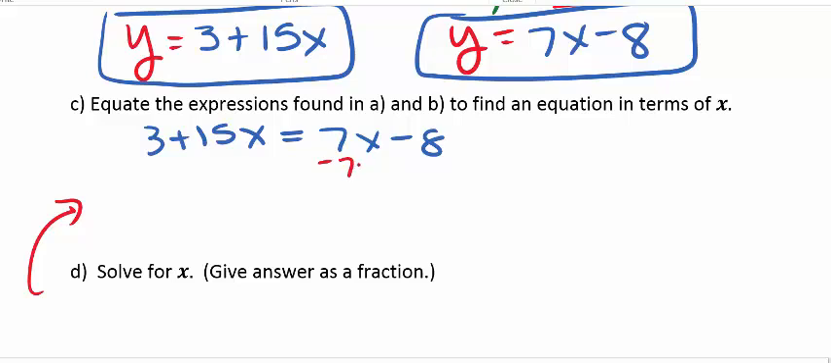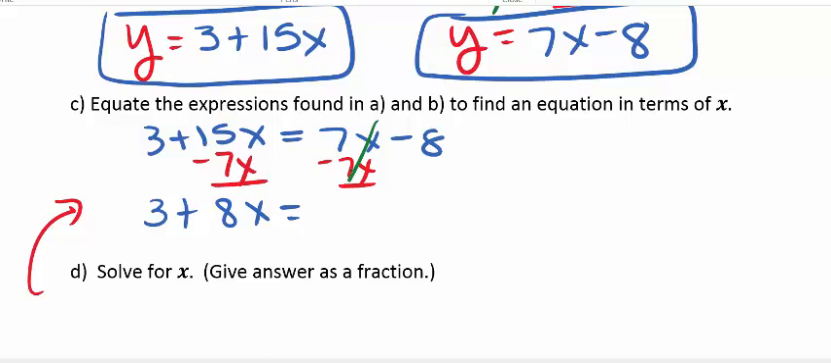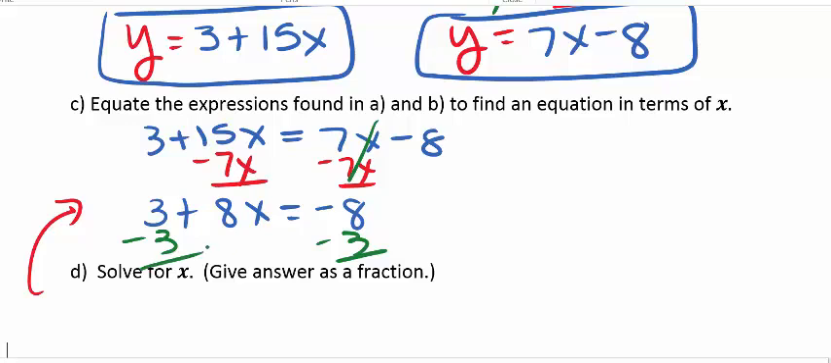So we're going to subtract 7x from both sides to get those x's together on the left-hand side. We rewrite this as 3 plus 15x minus 7x is 8x. 7x minus 7x is 0. And then we bring down the minus 8. We're going to continue to solve for x, so to do that we have to subtract 3 from both sides. 3 minus 3 is 0, so we're left with 8x equals, and negative 8 minus 3 is going to be negative 11.